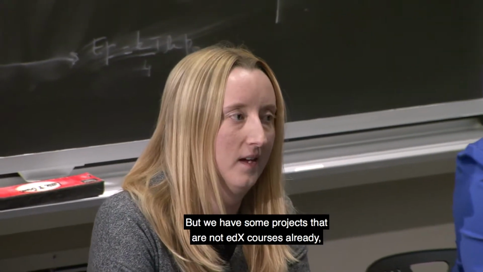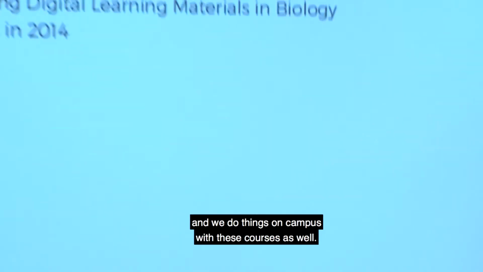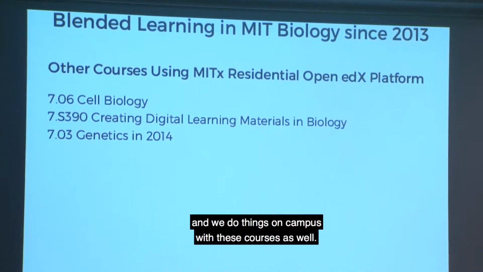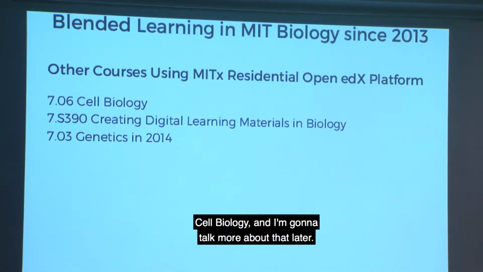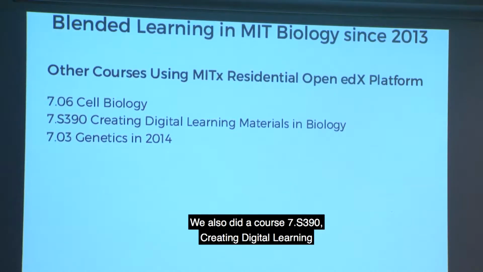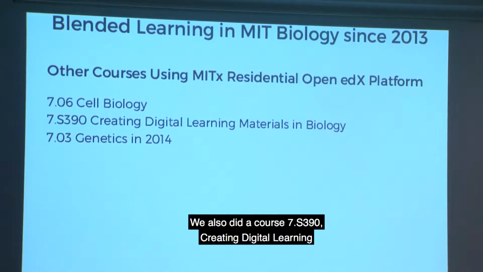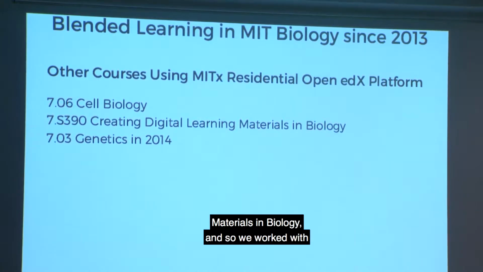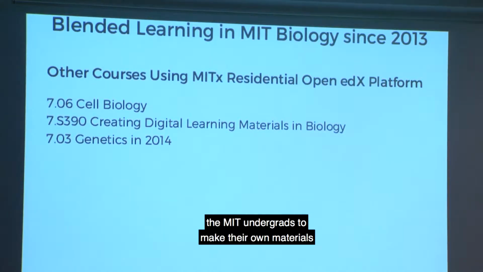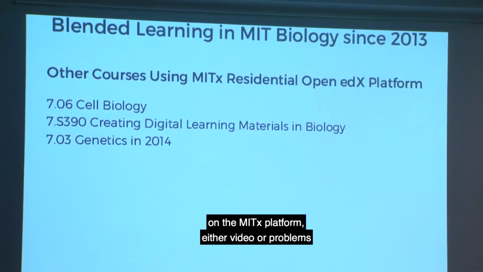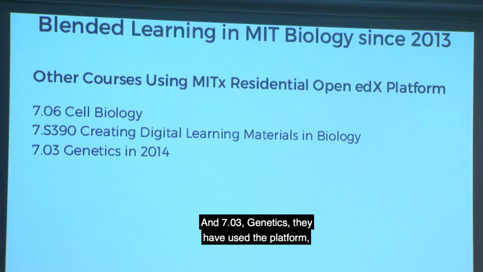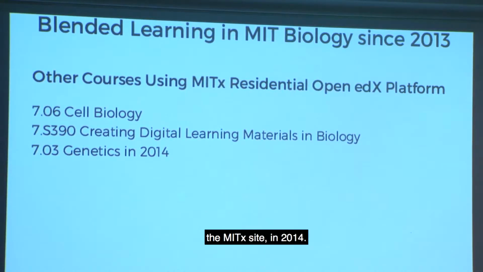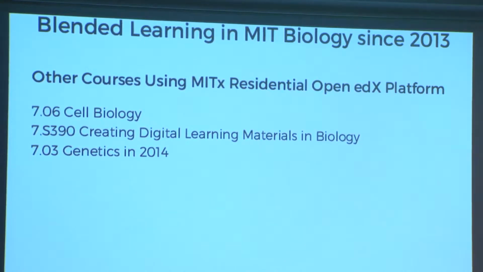But we have some projects that are not edX courses already, and we do things on campus with these courses as well. Our main project for this example would be 706 cell biology. I'm going to talk more about that later. We also did a course 7S 390, creating digital learning materials in biology. And so we worked with the MIT undergrads to make their own materials on the MITx platform, either video or problems that they wanted to do. And 703 genetics, they have used the platform and the MITx site in 2014.